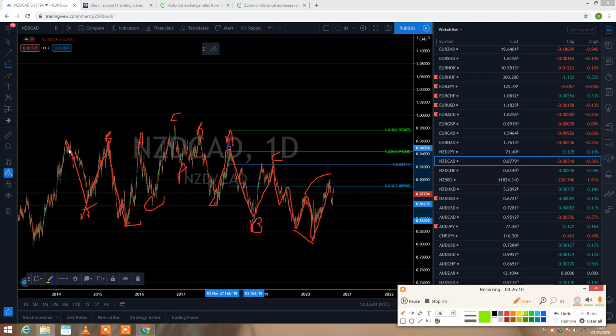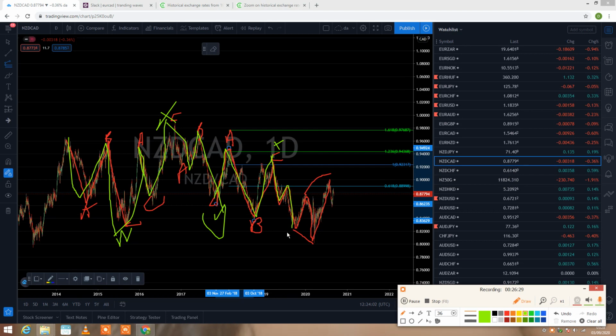We have our first correction here. We take this one as a W. Our second correction is 1, 2, 3. We take this one as an X. Our second correction is 1, 2, 3. We take this one as a Y. Again 1, 2, 3, this is X, then 1, 2, 3, this is Y. Another one is 1, 2, 3. We take this one as an X.